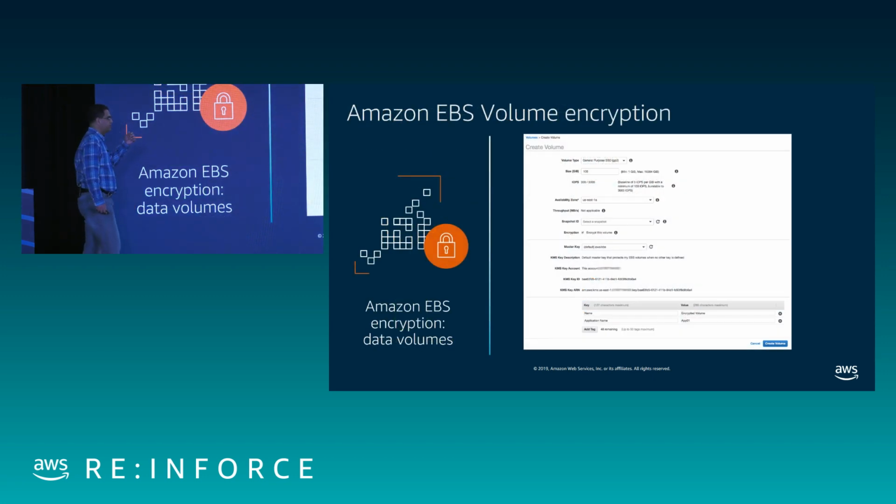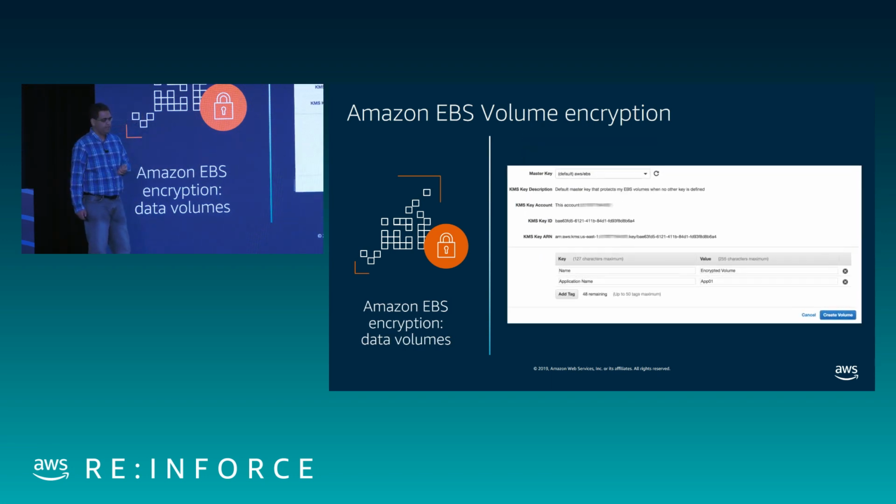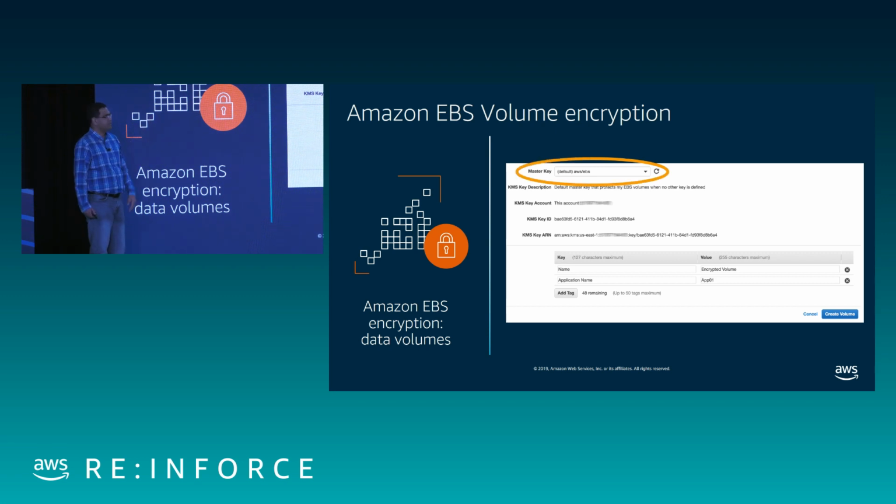So how do you enable encryption for EBS? Really, if you go to the Create Volume console screen, within the Create Volume console screen, there's a button that says encryption, and I'll show you that. You get to select the master key. This is where we talked about the CMK piece.